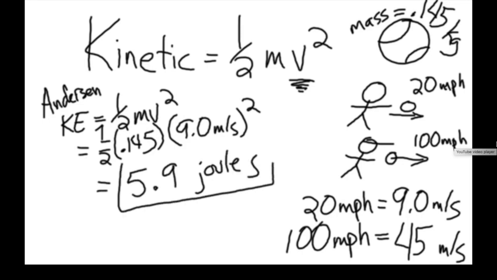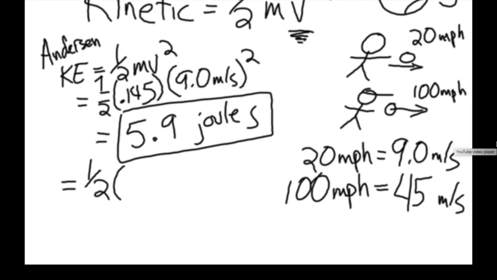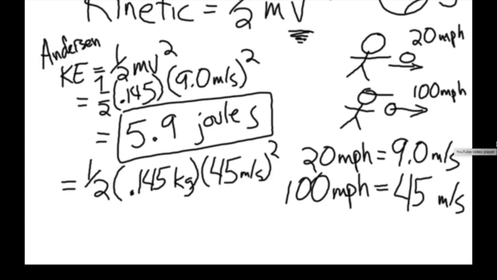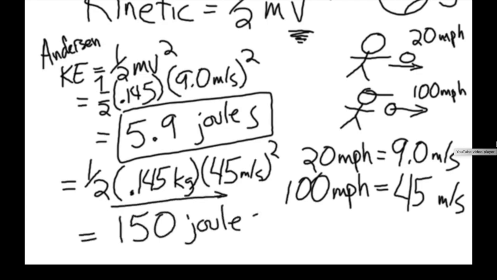Now let's try the faster pitch. It's 100 miles an hour, so that is 45 meters per second. So we're going to use 1/2 mv squared. Our mass remains the same, 0.145 kilograms, except our velocity now is 45 meters per second. If I multiply that across using significant digits, I get 150 joules of energy.